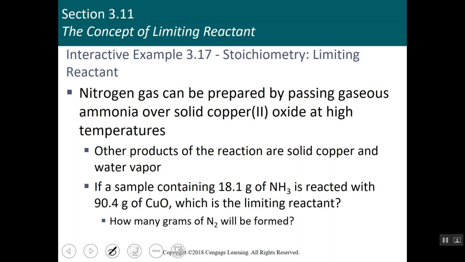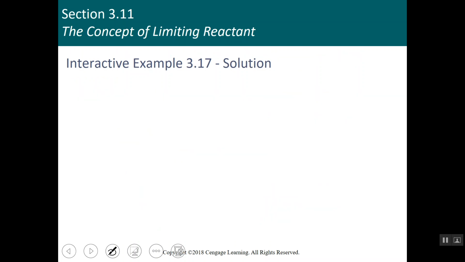So we're going to look at a sample here. Nitrogen gas can be prepared by passing gaseous ammonia over solid copper(II) oxide at high temperatures. Other products of the reaction are solid copper and water vapor. If a sample containing 18.1 grams of ammonia is reacted with 90.4 grams of copper(II) oxide, what's the limiting reactant? And it really wants to know how many grams of nitrogen will be formed.